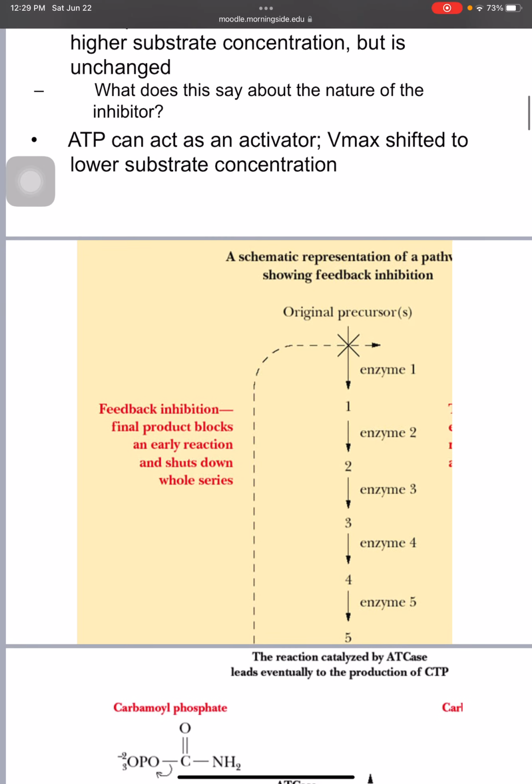And again, if you look at the photo that's indicated here, you can see a nice little diagram of this. That product sort of loops back to the original place where you start getting that original activity, and that's where ATCase is, and it shuts down the assembly line.